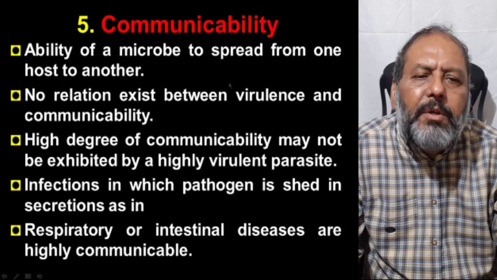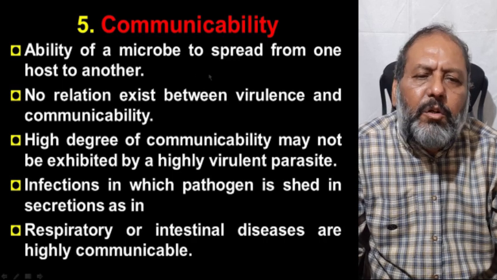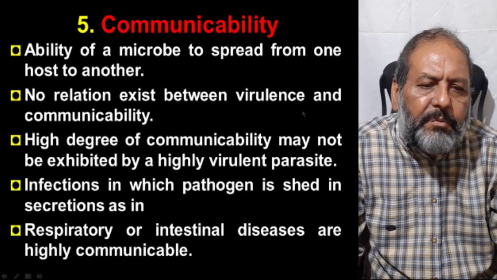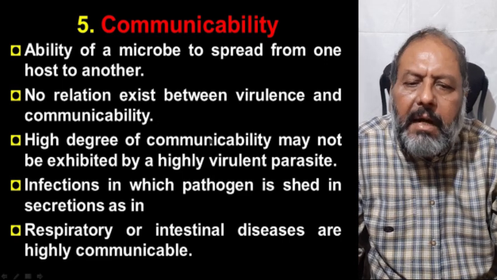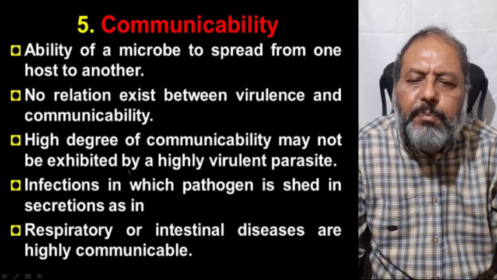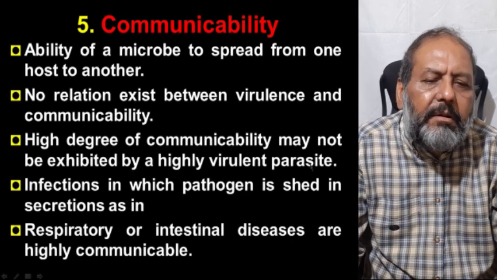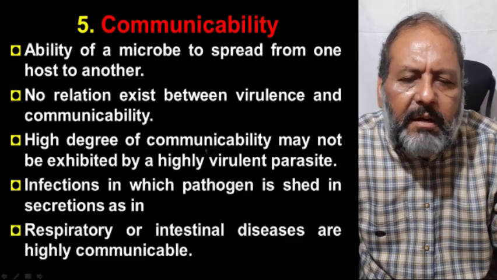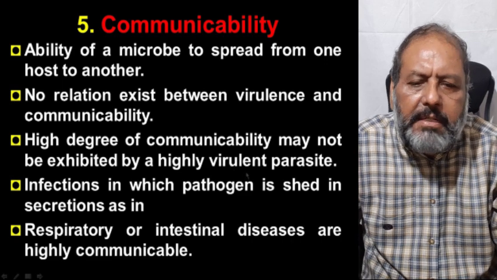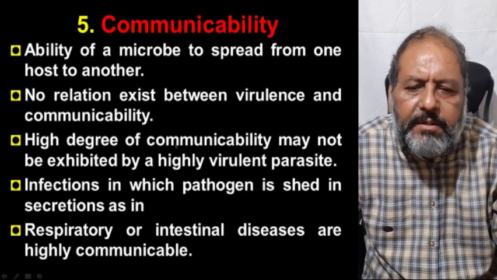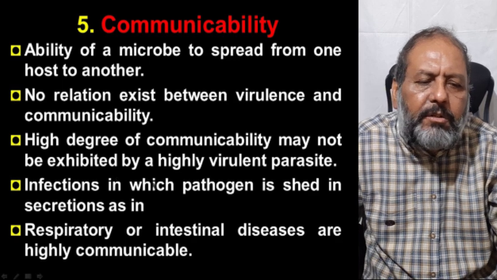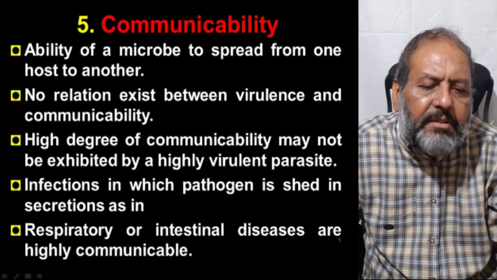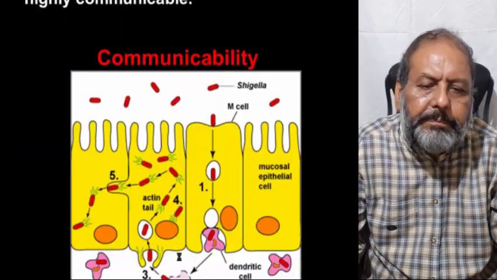The fifth is communicability, the ability of a microbe to spread from one host to another. No relation exists between virulence and communicability. A high degree of communicability may not be exhibited by a highly virulent parasite. It is a feature of the different bacteria, not depending upon their virulence, just their other inherent quality. Infections in which the pathogen is shed in secretions, as in respiratory or intestinal diseases, are highly communicable.